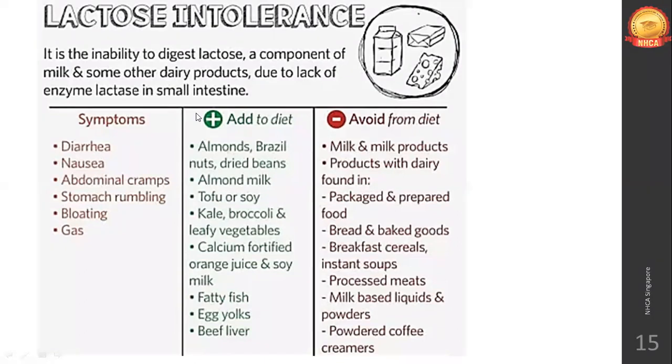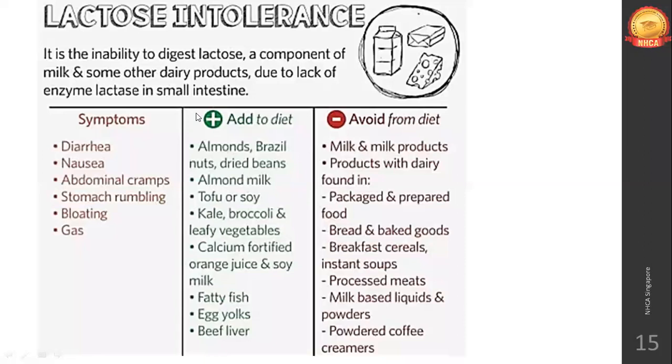Fatty fish, that means essential fatty acids in general, egg yolks, beef liver, if you are a non-vegetarian. So these are the things that you have to add into the diet of a lactose intolerant person to add more protein, calcium, and good fat into their diet. This is what you have to do.